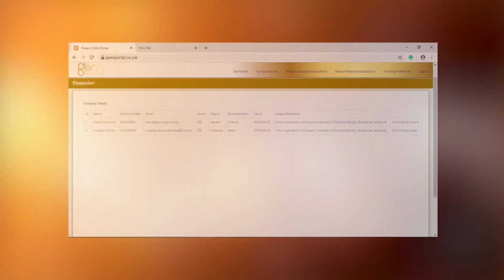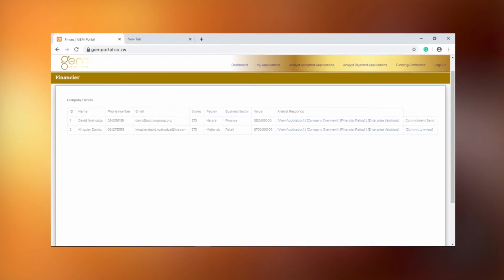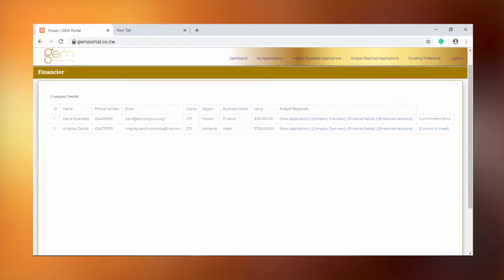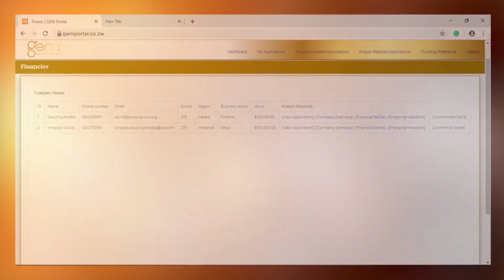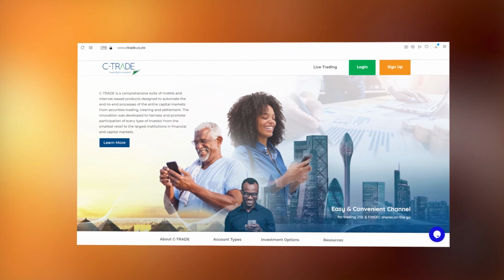commitment to underwrite. The exchange will then review and verify the application and underwriting commitment before commencing the process of listing the enterprise or issuing debt instruments on behalf of the enterprise. Any public offer ensuing will be availed to the investing public through the C-Trade platform.